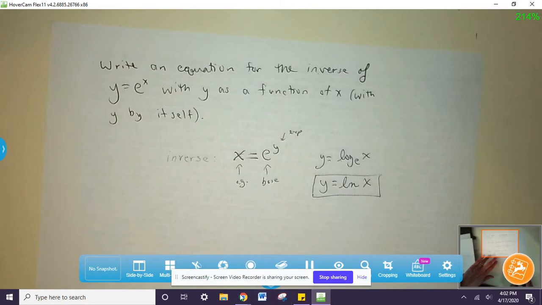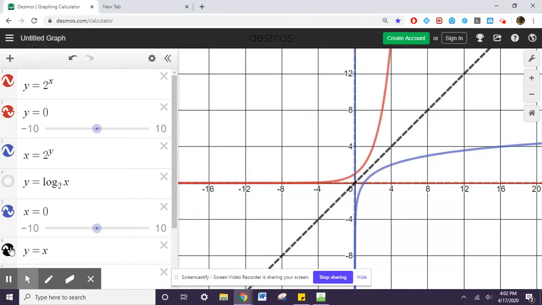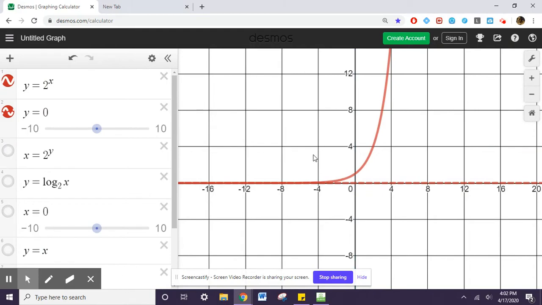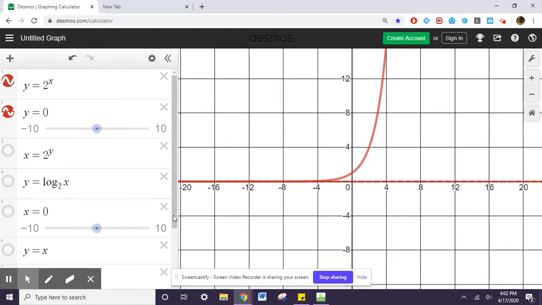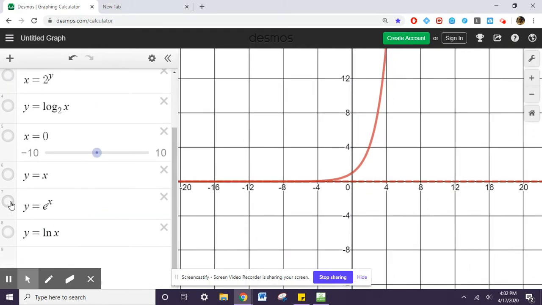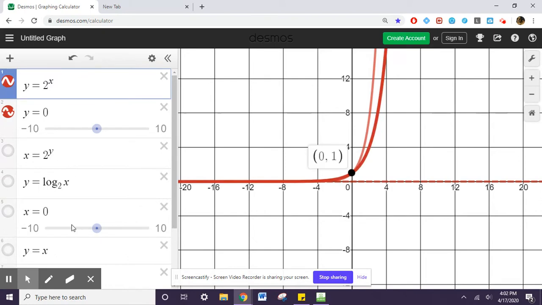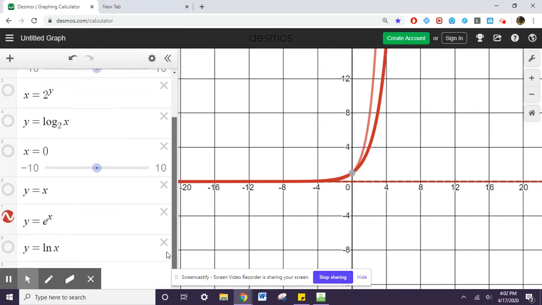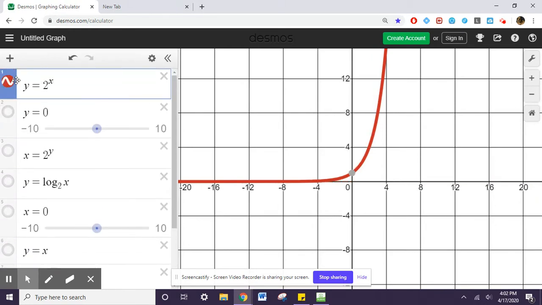Let me take you over to Desmos one more time here and show you what these graphs look like. So this was 2 to the x from before. And if I graph e to the x, it looks very, very similar. Okay, they have the same shape, they have the same y-intercept, they have the same asymptote. So just like y equals 3 to the x and y equals 4 to the x and y equals 10 to the x all kind of look similar, y equals e to the x will look very similar as well. Let me get rid of those real quick. Okay. And then your log graph, this was your log base 2 graph.